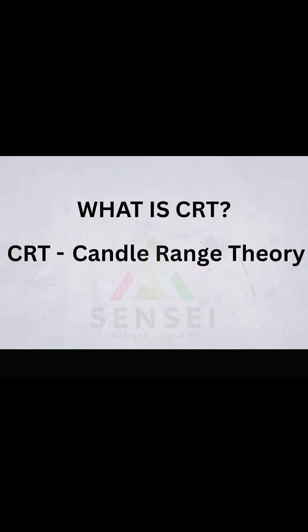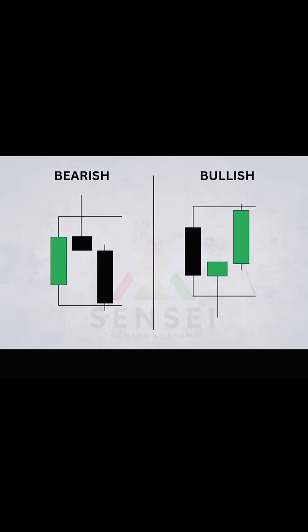Here's how it works. If price sweeps the high of a candle and then closes below it, there's a strong chance that price is heading for the lows. On the other hand, if price sweeps the low of a candle and then closes above it, there's a strong chance that price is targeting the highs. Now that we understand this, the next step is to go down to the lower time frame to look for opportunities to take advantage of that move.